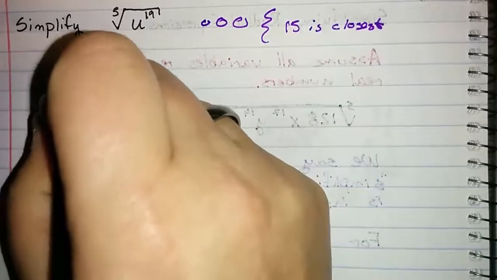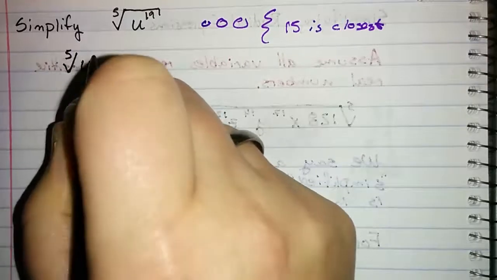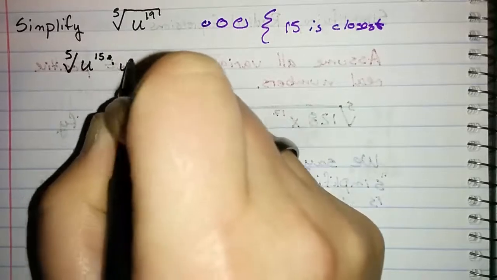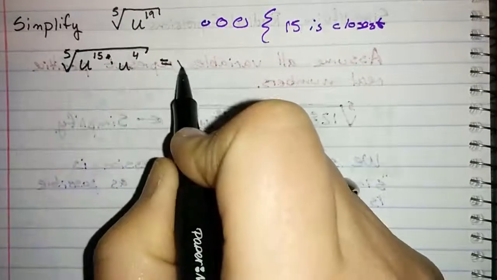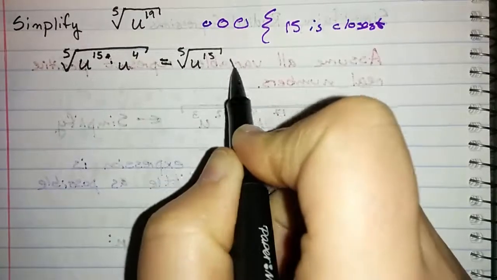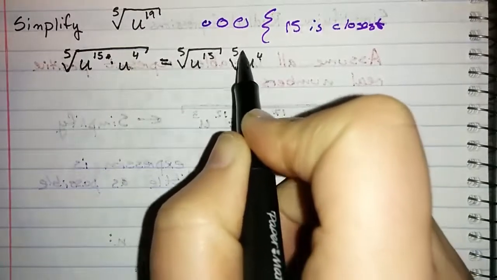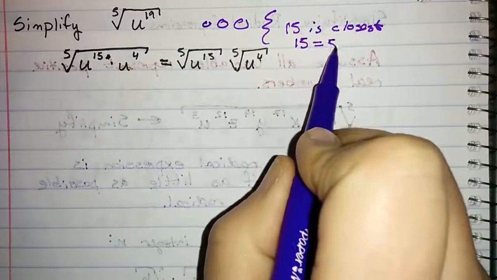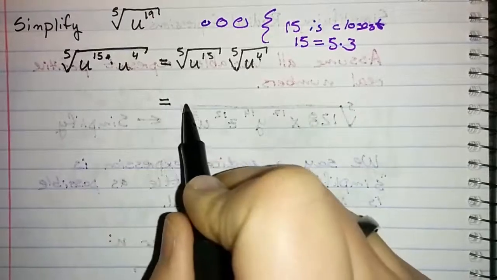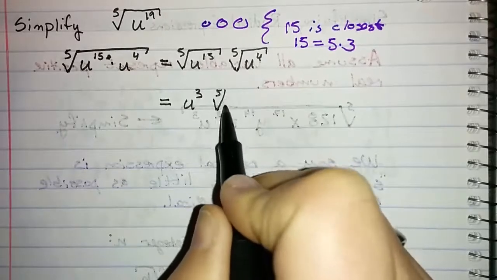So we're going to say that the fifth root of u to the 19th is the same as the fifth root of u to the 15th times u to the 4th. So that's the fifth root of u to the 15th times the fifth root of u to the 4th. 15 is 5 times 3. So the fifth root of u to the 15th, that's u to the 3rd. And then the fifth root of u to the 4th, I can't do anything more with.